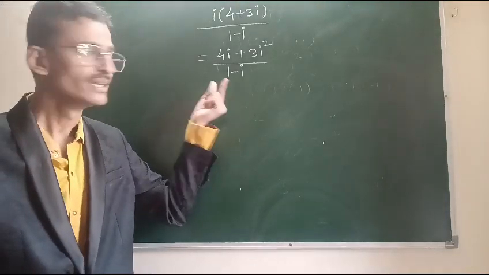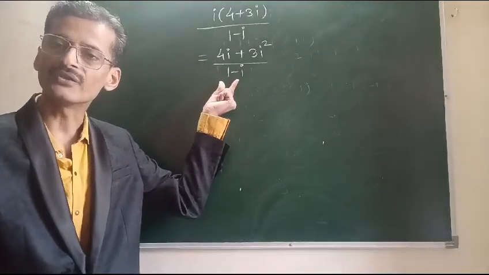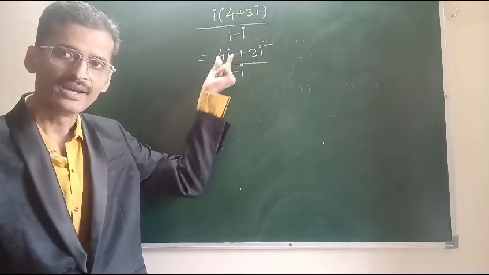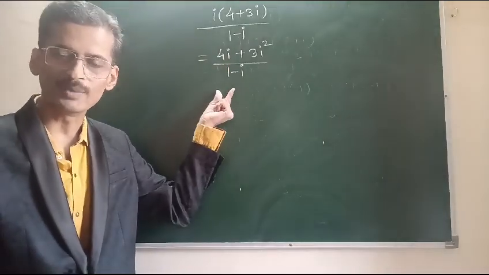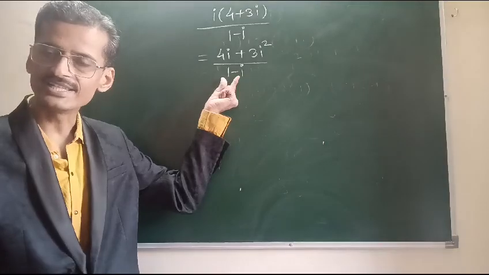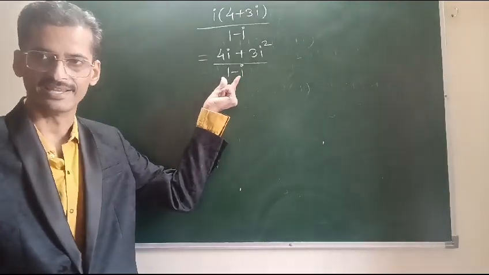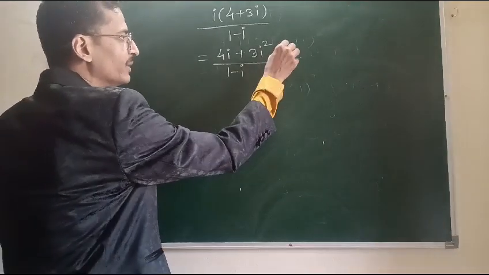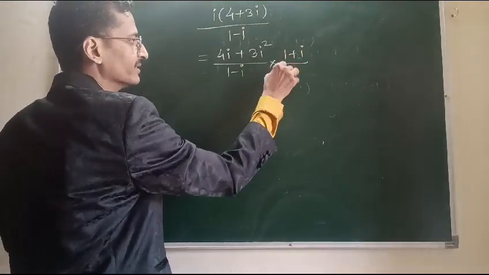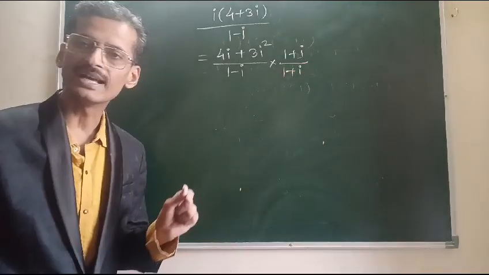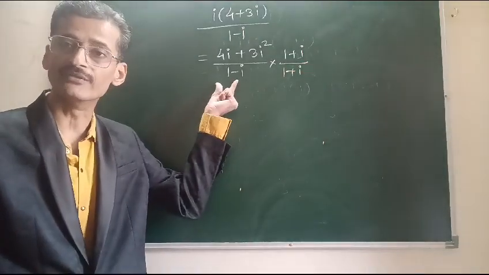That means, how can we divide one complex number by another complex number? The method is to find the conjugate of the denominator, not the numerator. Find the conjugate of the denominator. So 1 minus i is given here. What is the conjugate of that? 1 plus i. So multiply and divide by the conjugate of this.